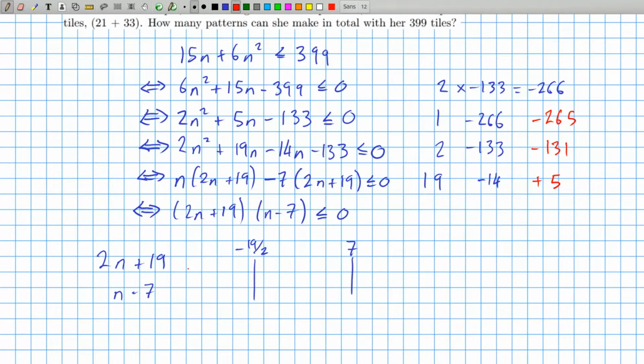So 2n plus 19 is going to be negative anywhere to the left of minus 19 over 2. And it'll be 0 at exactly minus 19 over 2, and it'll be positive thereafter. n minus 7 is going to be negative all the way up to n equals 7. And it'll be positive afterwards. And 2n plus 19 is going to be positive if n is greater than 7 as well.